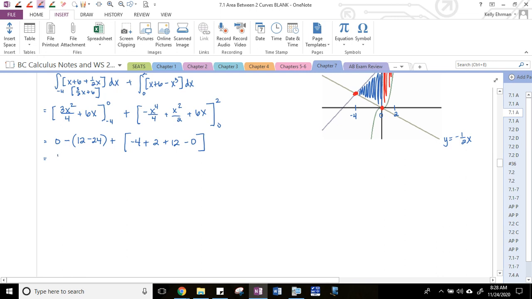-12, but make it negative, is positive. -2 plus 12 is 10, and this is plus, so plus 10. So the area is 22.